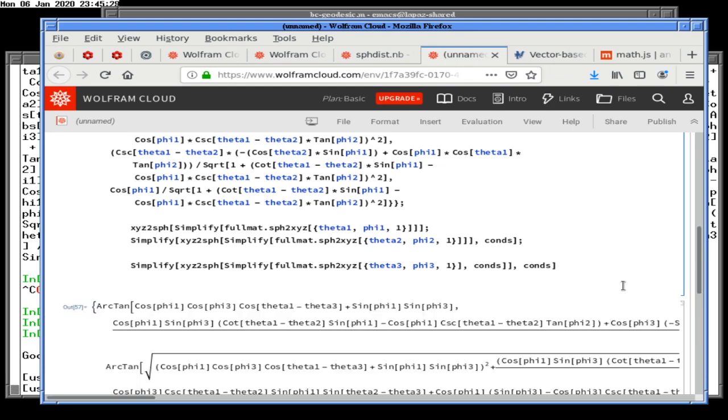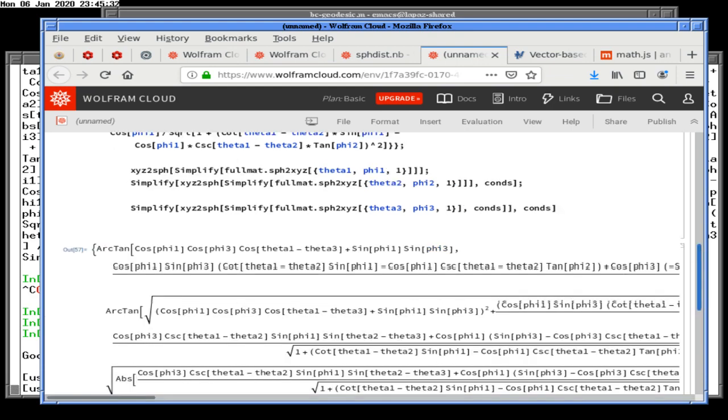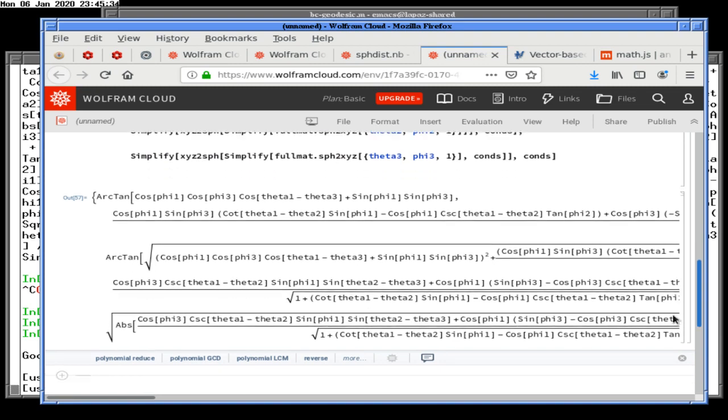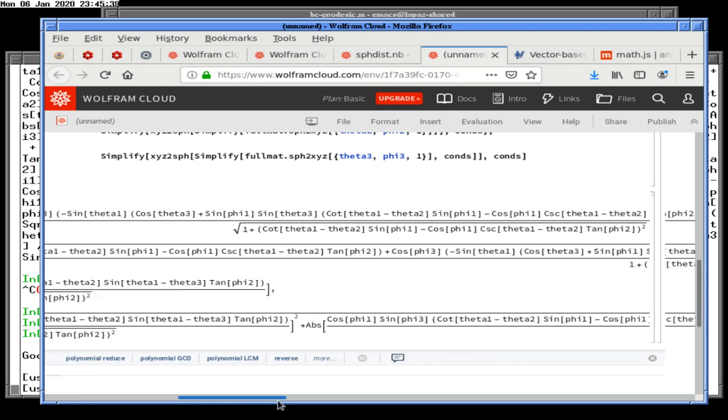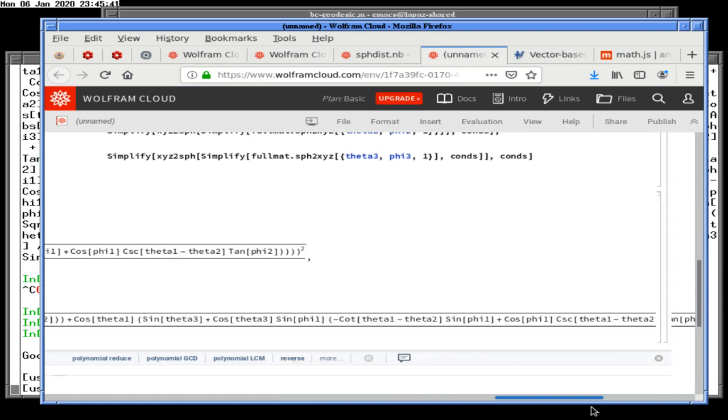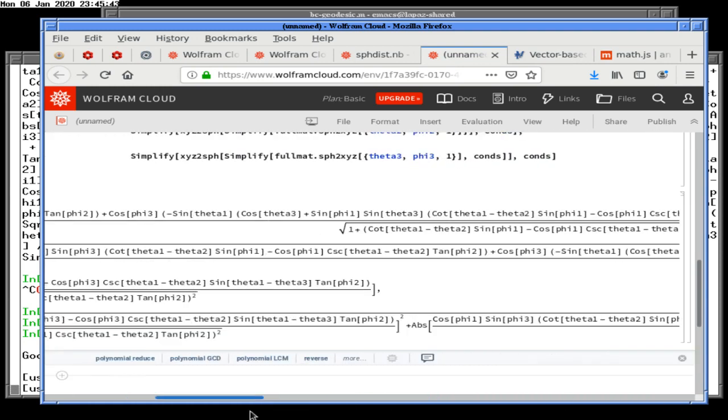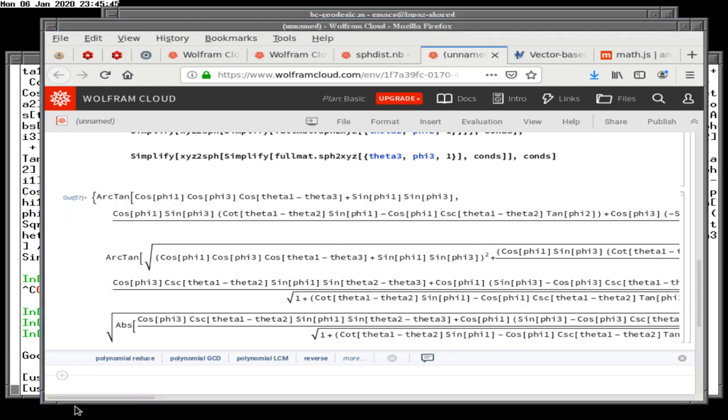Okay, here we go. This is the translation of an arbitrary point. The final coordinate's 1, by the way. I don't know if it can figure that out, but of an arbitrary coordinate to a new coordinate where theta 1 and theta 2 are on the equator. This is presumably it.